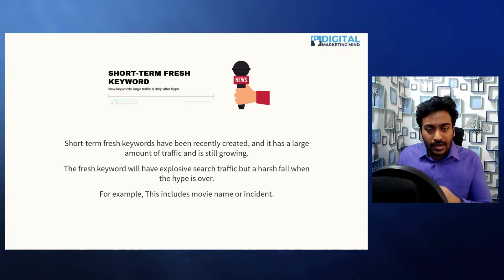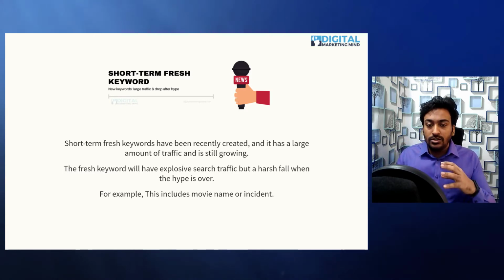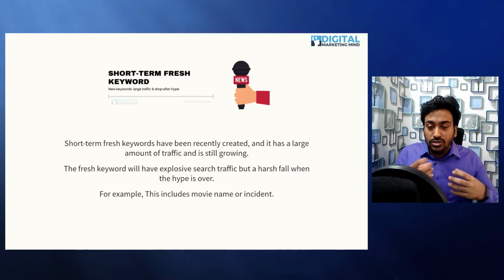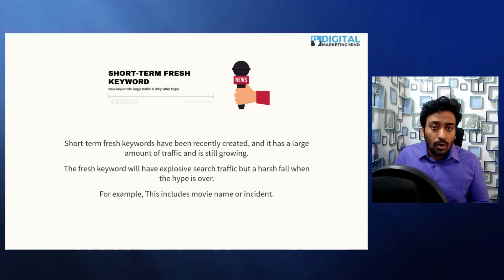What's happening here is that these are completely brand new, which do not exist in the current keyword database, but are something created just right now. As I mentioned, a product launch, where we haven't seen that product before but are just getting to know it, or a movie which is going to be released soon. So these are short-term fresh keywords.